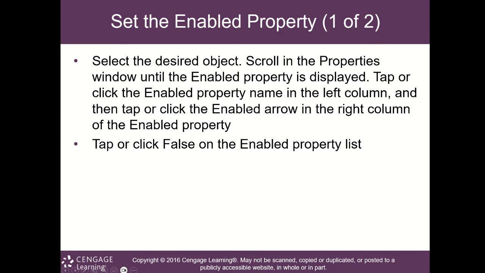so then how do you set the enabled property? I mean the second part is you need to select the desired object, scroll in the properties window until the enabled property is displayed, tap or click the enabled property name in the left column, and then tap or click the enabled arrow in the right column of the enabled property. Then you tap or click false in the enabled property list.